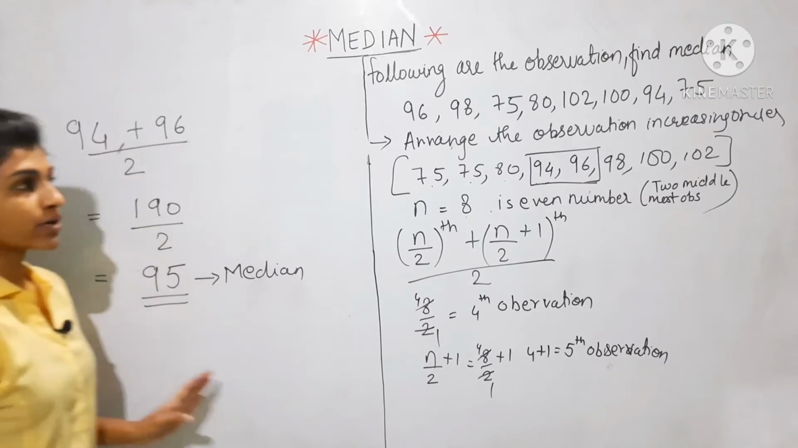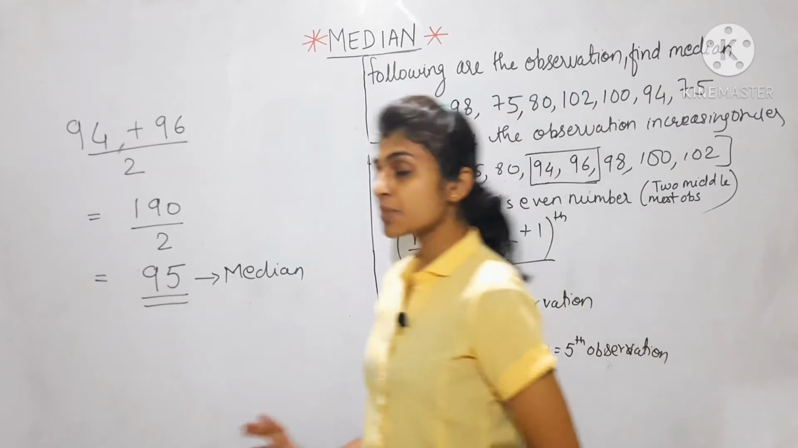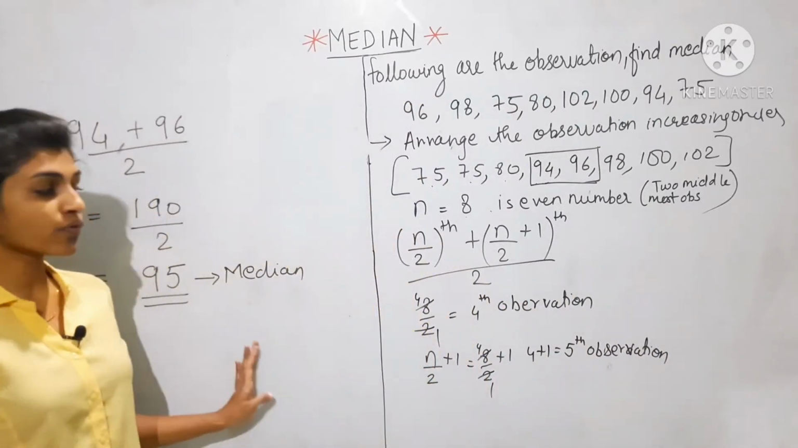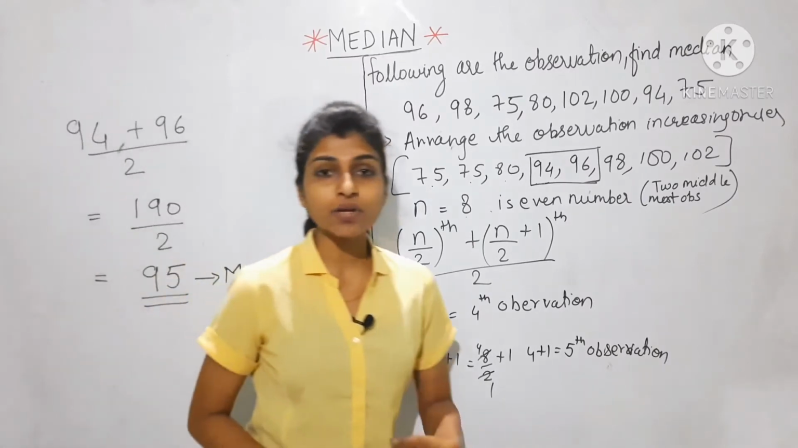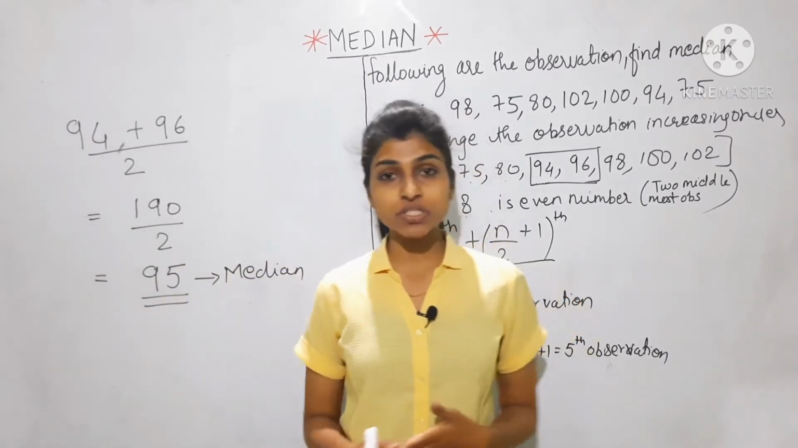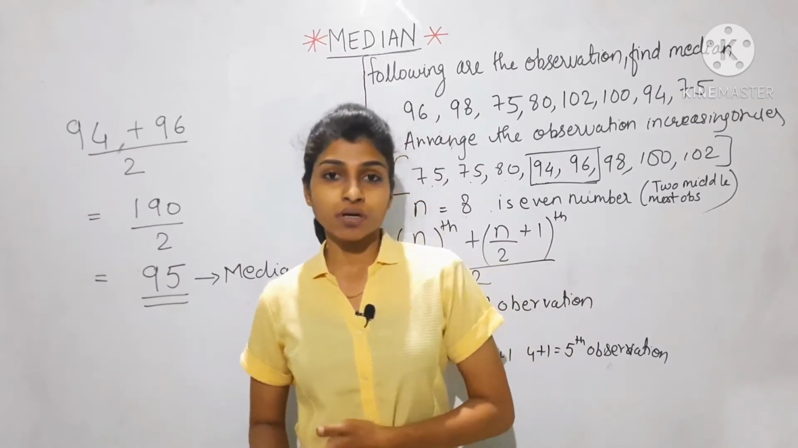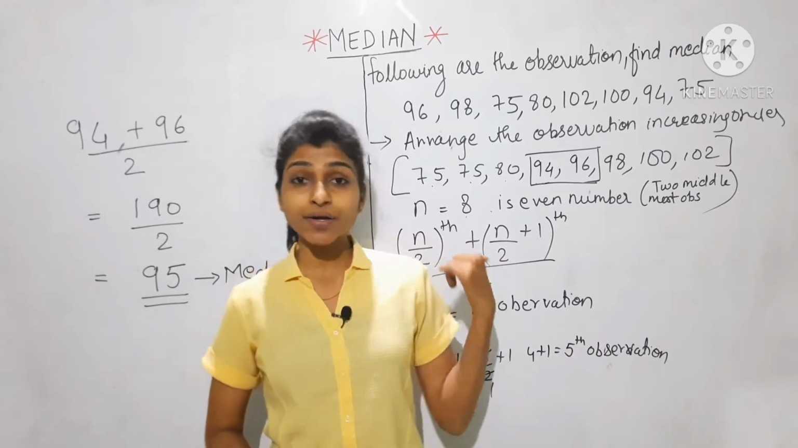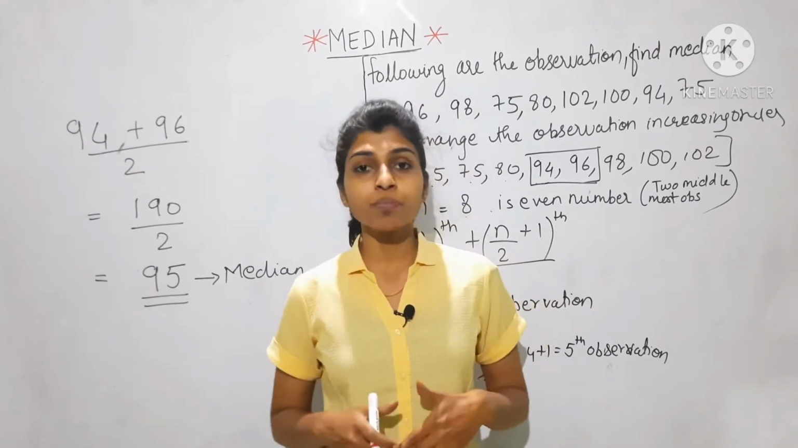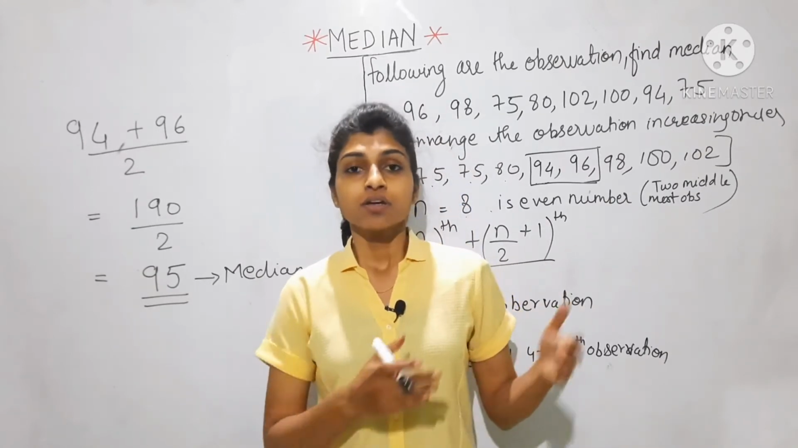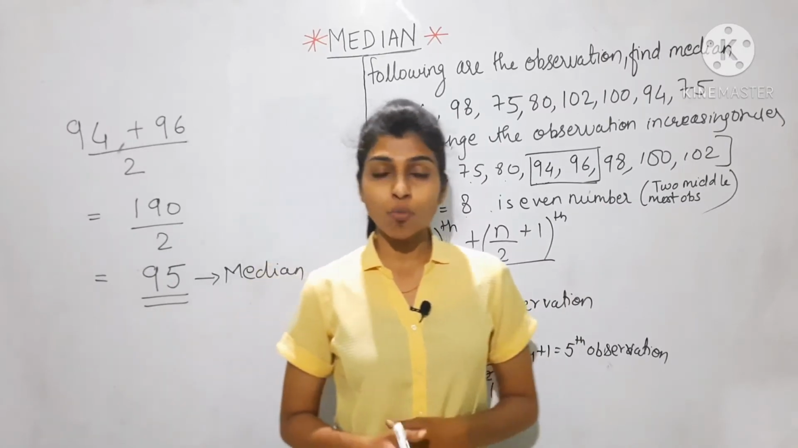I hope you have understood how to calculate the median for an even number of observations. These are the steps to find it. Next, we'll see how to calculate the median for a continuous frequency distribution, which means grouped data. We have seen ungrouped data, like individual values. If the data is in a table form, like 20 to 30 in a frequency distribution, we'll see how to calculate the median. Copy down this example.